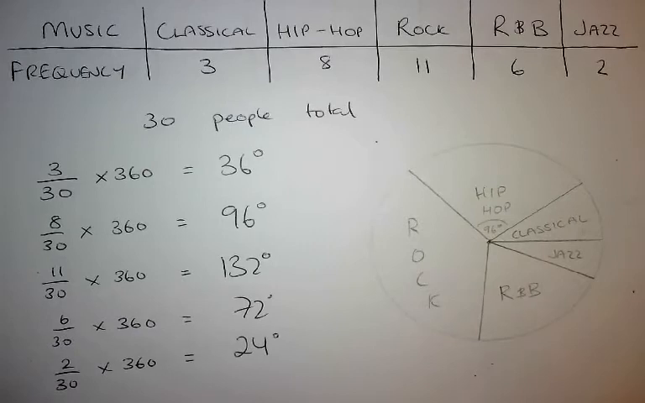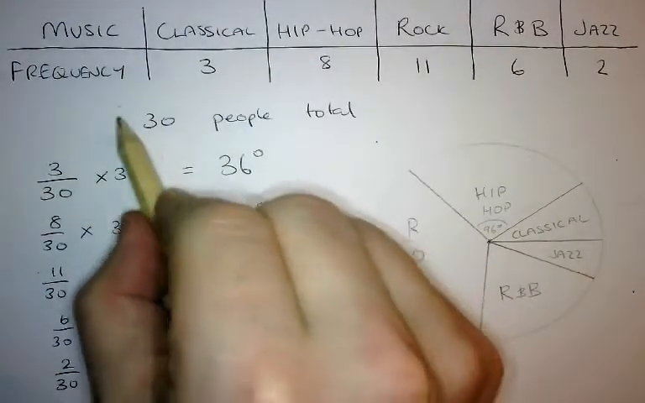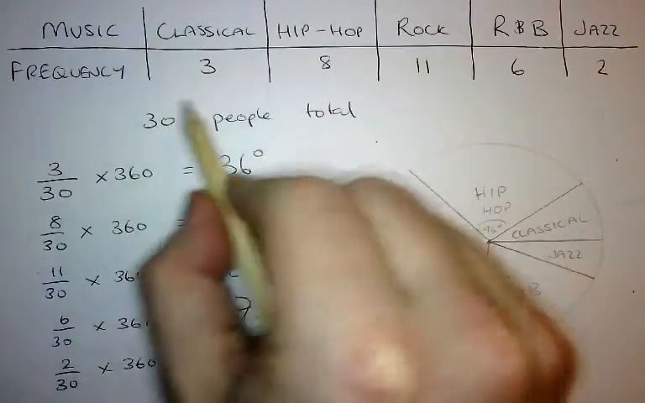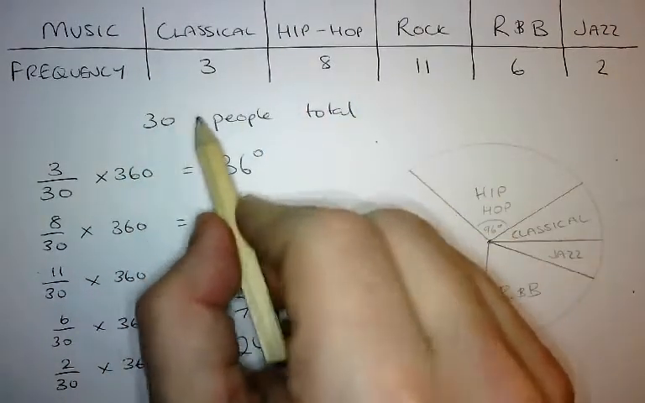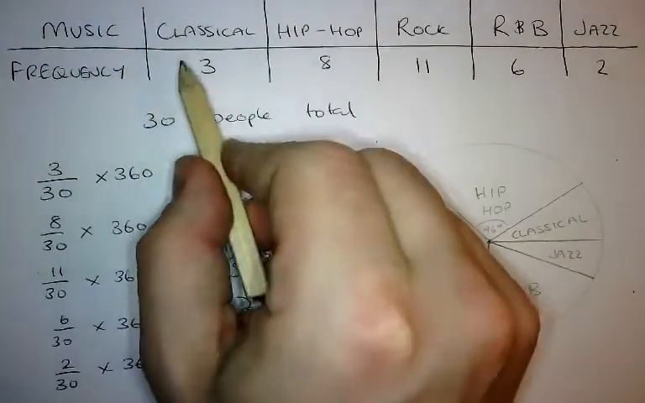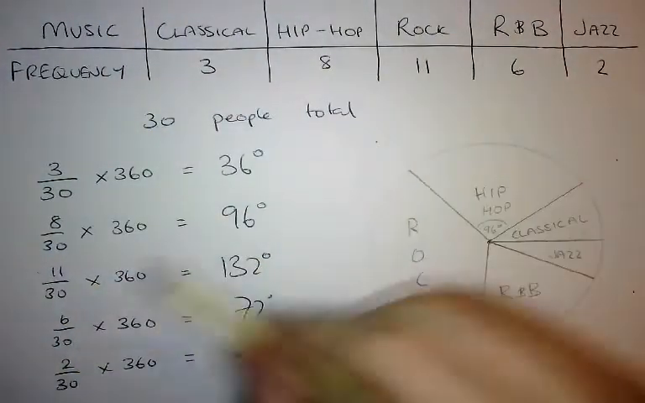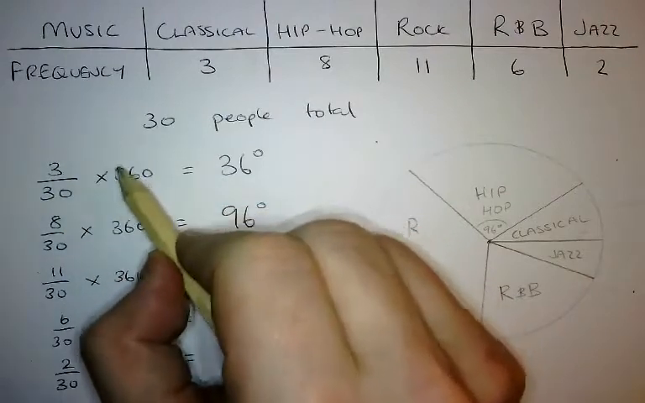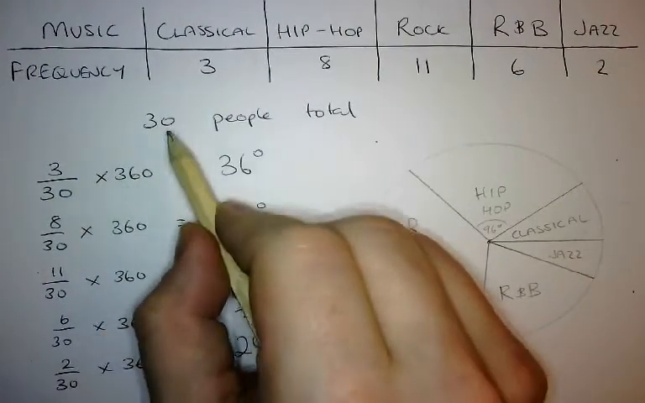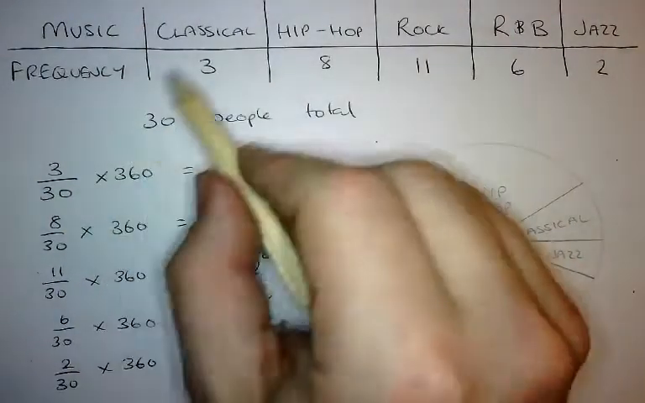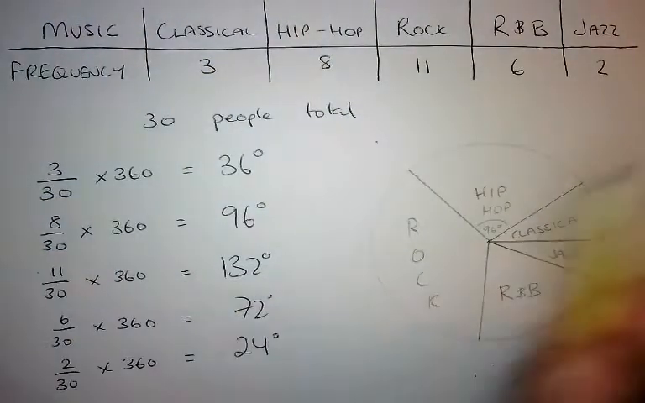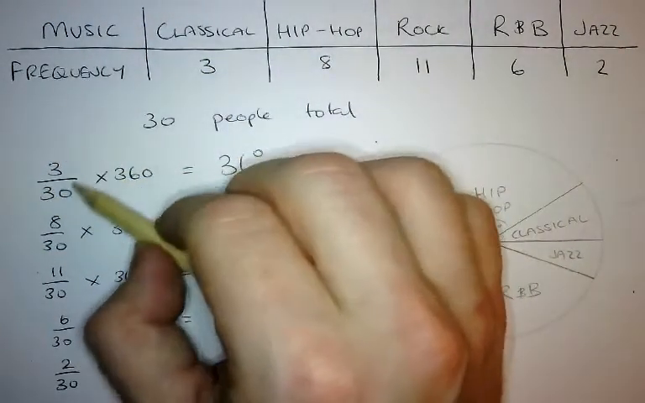So just to go through again the basic steps. First off, count to have the total number of people or number of items you have. So for this, it was 3 over 30, 8 over 30, 11 over 30, 6 over 30, 2 over 30, and times them always by 360. So if you had 84 people in total, it would be 3 over 84, 8 over 84, and so on and so forth. So it's always the fraction times 360 gives you the degrees.